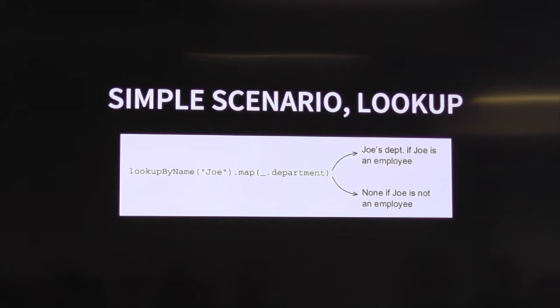But that function map is only run if Joe is actually an employee. If that first function lookup by name returns nothing, map wouldn't do anything. We saw in the definition before. There's nothing for it to do.